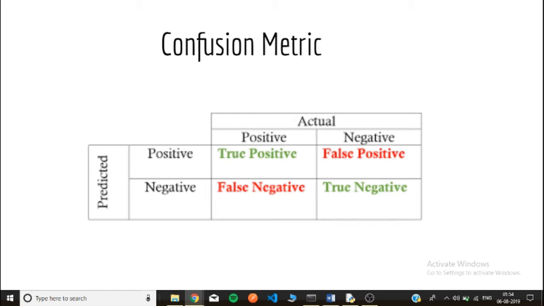Then there are false positives and false negatives. These values occur when the actual class contradicts the predicted class. When it is a false positive, the actual class is no and the predicted class is yes. Whereas in false negatives, the actual class is yes but the predicted class is no. So these labels and markers are used to define the various other metrics in classification.